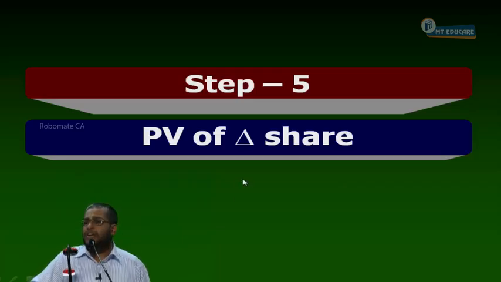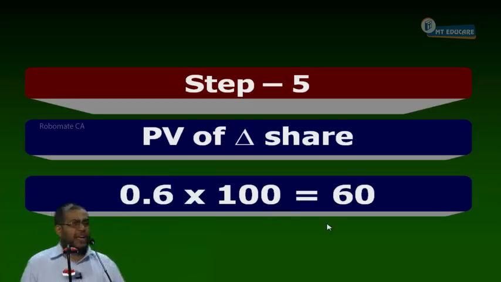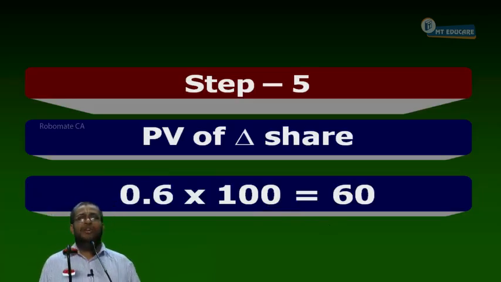Which is equal to what into what? 0.6 into 100. Spot price is 100. Don't get confused, the strike price is also 100, but what I'm writing here is the spot price. So 0.6 into 100 is how much rupees? 60 rupees. I know the portfolio value, I know the share value, so the balancing figure is what?